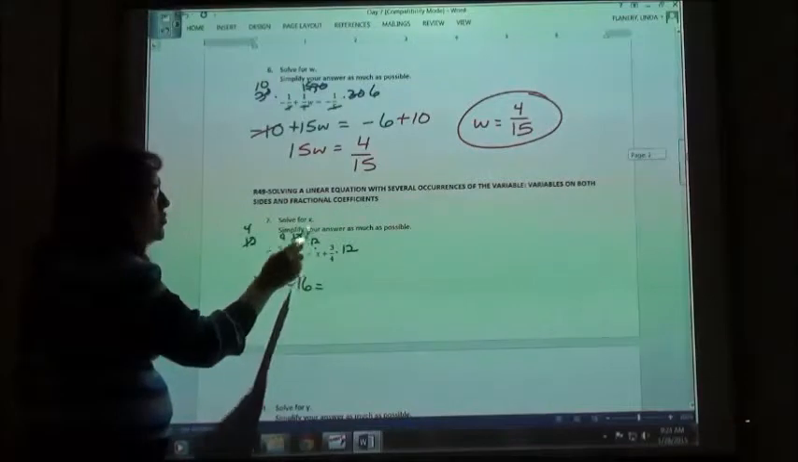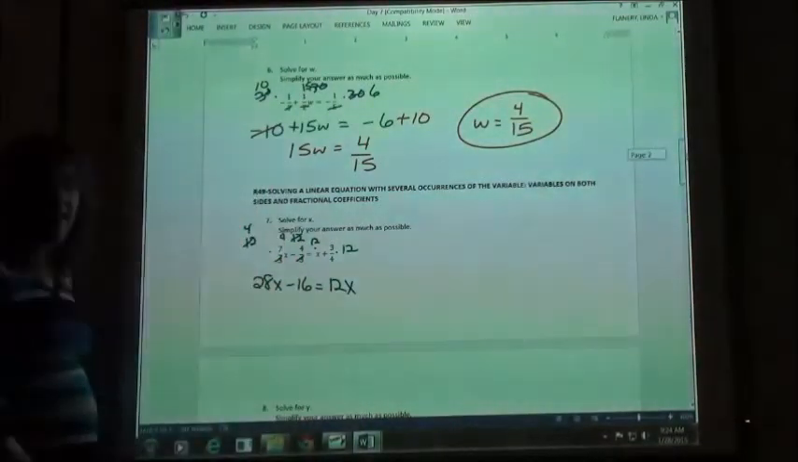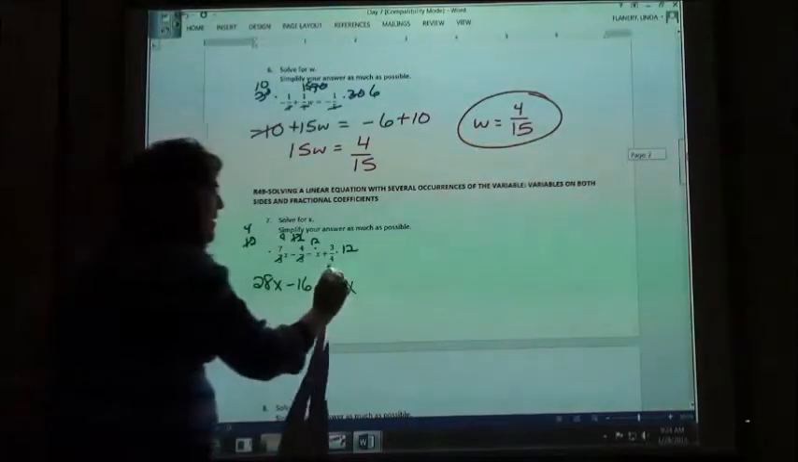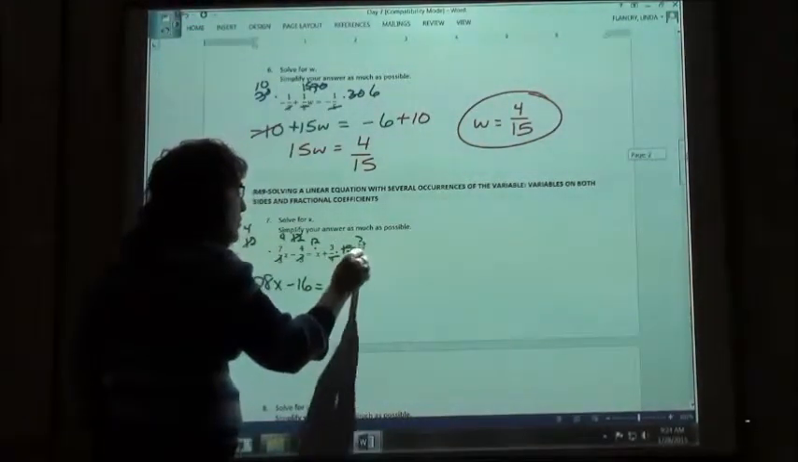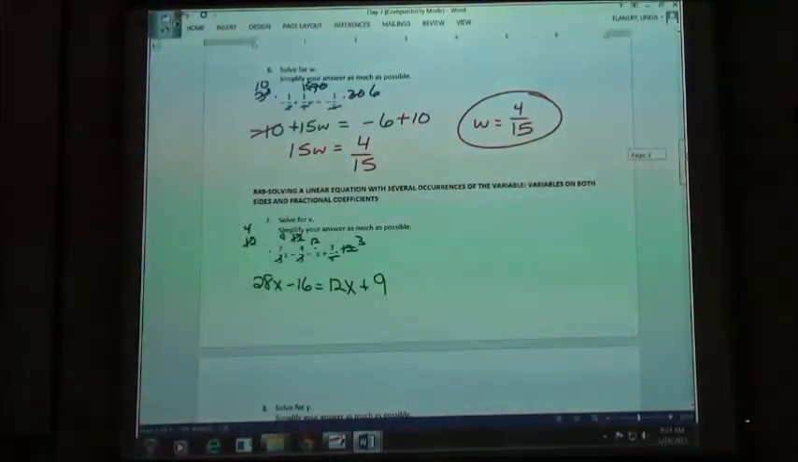Here I have to do the 12 times the x. There's no canceling, so I get 12x. And then 4 goes into 12 3 times. 3 times 3 is 9. So 28x minus 16 equals 12x plus 9.